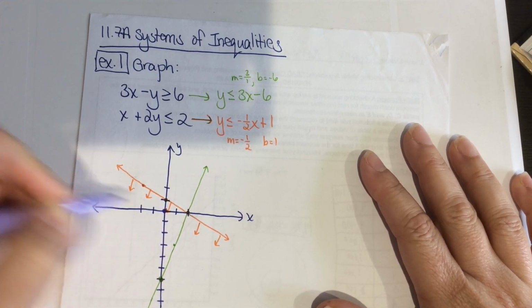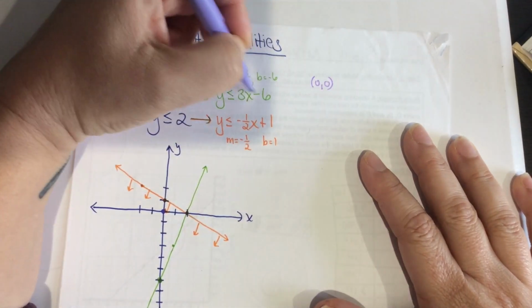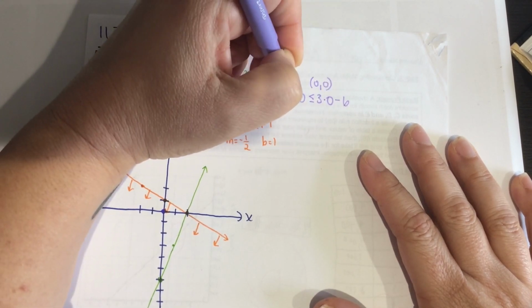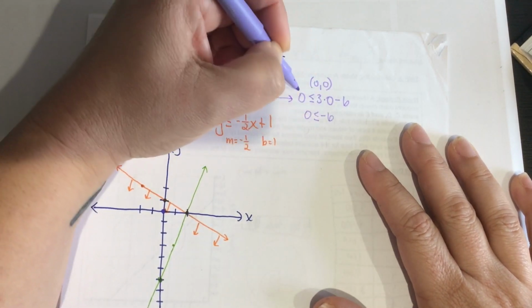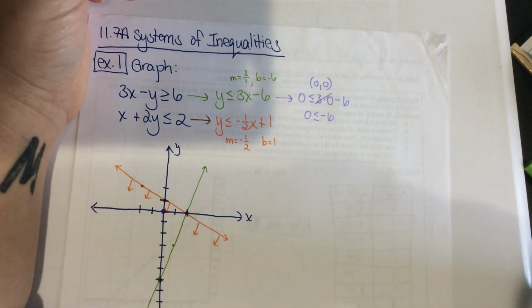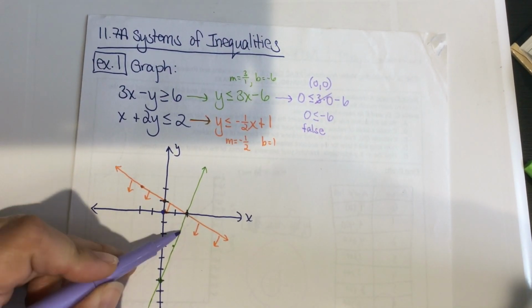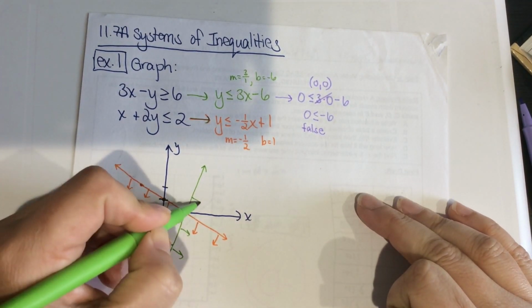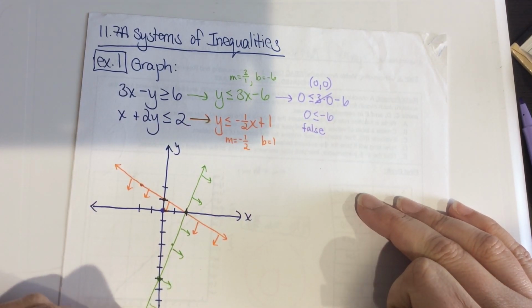I always pick 0, 0 as my test point because it's the easiest thing to plug in. If I test out 0, 0 by plugging it in here, I would have 0 less than or equal to 3 times 0 minus 6, right? And then that would give me what? 0 less than or equal to negative 6, right? Is this a true statement? 0 less than or equal to negative 6. That's false. So that means the shading does not go through that. It doesn't go this way. The shading goes the other direction, away from that test point. If this were true, the shading would go towards the test point, okay?